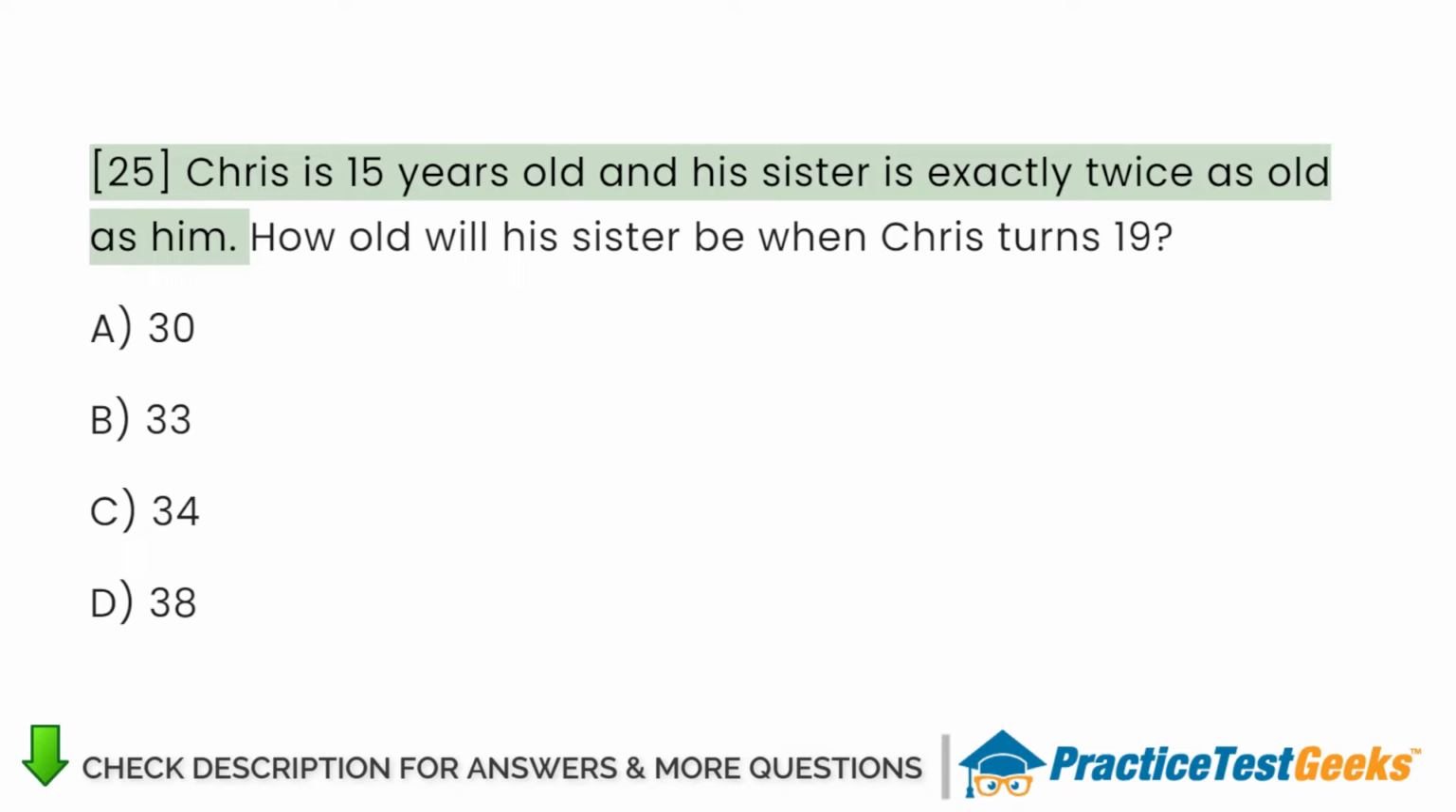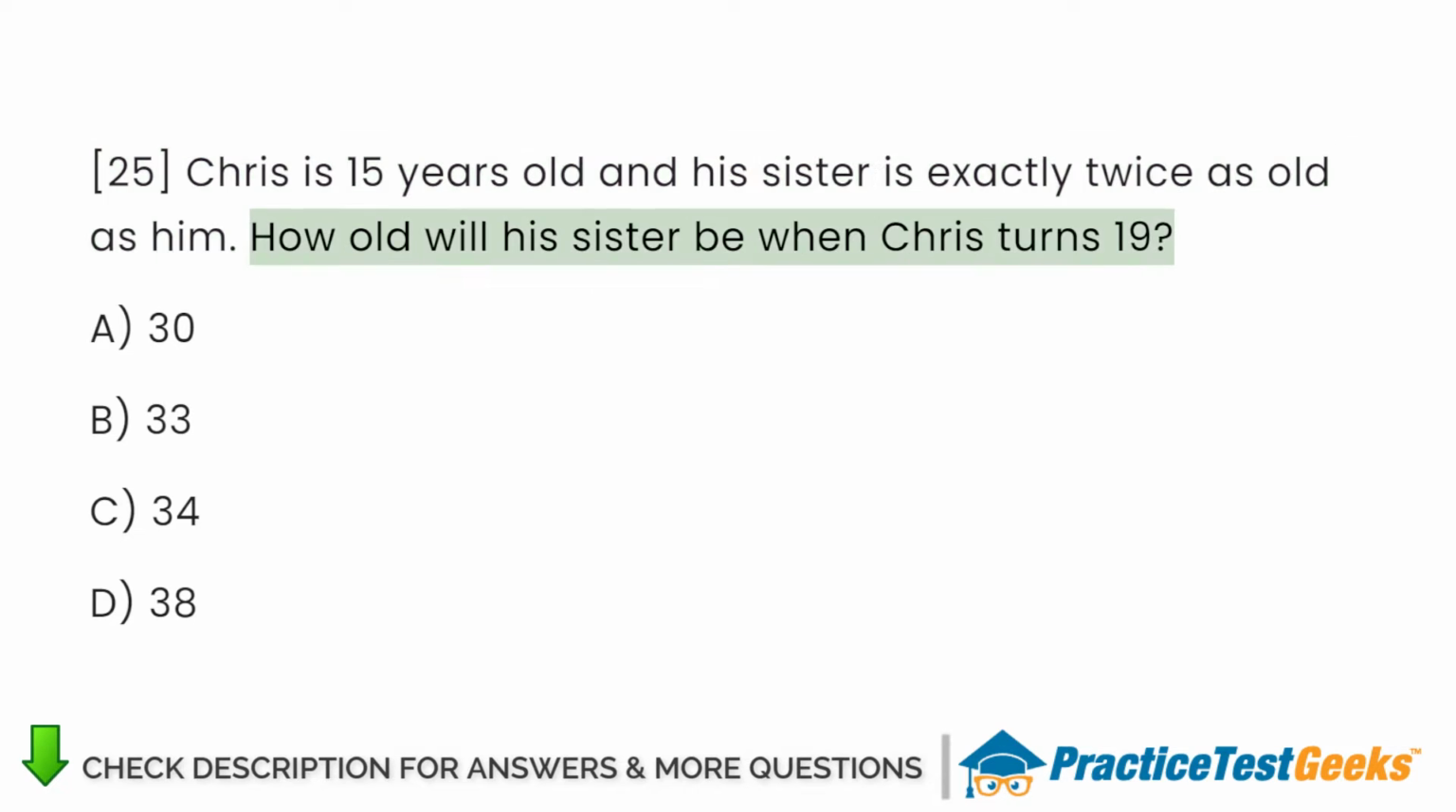Chris is 15 years old and his sister is exactly twice as old as him. How old will his sister be when Chris turns 19? A. 30. B. 33. C. 34. D. 38.